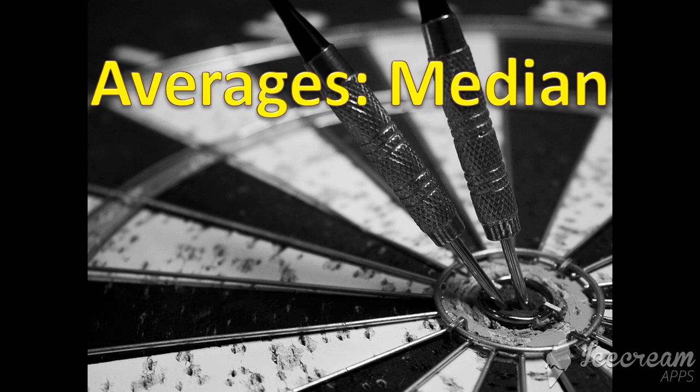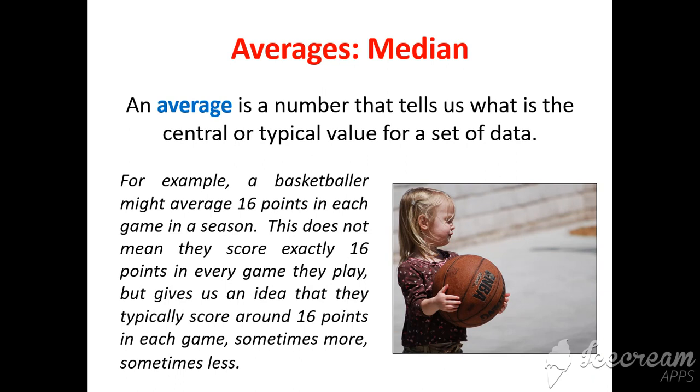In this video, we continue talking about averages, but we move on to the next average called the median. Remember, an average is a number that tells us what is the central or typical value for a set of data. For example, a basketballer might average 16 points in each game in a season. This does not mean they score exactly 16 points in every game they play, but gives us an idea that they typically score around 16 points in each game, sometimes more, sometimes less.